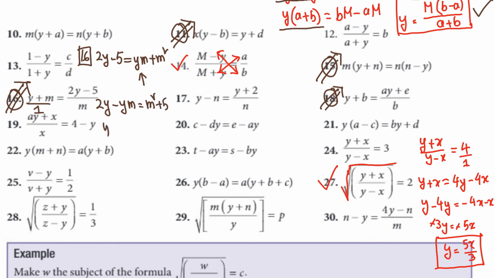So now take y as the subject, which is 2 minus m, take common from the left side, and on the right side it is m squared plus 5. So finally we can write y equals m squared plus 5 divided by 2 minus m. Hope you understood. Question number 11. This is our question number 11.